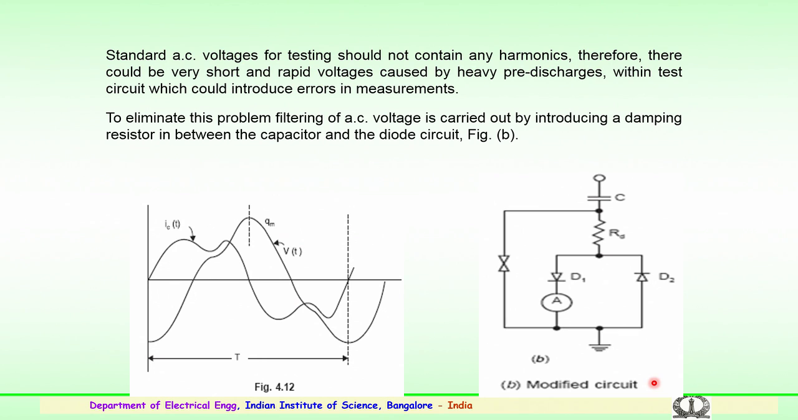So, standard AC voltages for testing should not contain any harmonics. Otherwise, there could be very short and rapid rise of voltages which can cause heavy pre-discharges within the test circuit, which could introduce error in the measurement. So, to eliminate these disturbances or pre-discharges, a filtering of the AC voltage is carried out by introducing a small damping resistor in between the capacitor and the diode circuit, which is shown here. So, this is the modified Chubb-Fortescue arrangement.